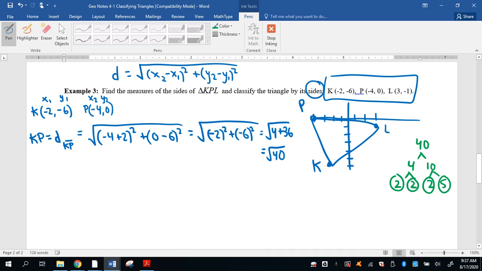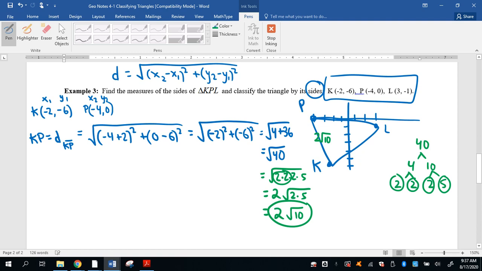How about PL? So just to finish this off, we have 2, 2, 2, and 5. Circle a pair of 2's. Out comes that 2, and we're left with 2 times the square root of 10. So I'll write that down. So KP is 2 square root of 10.